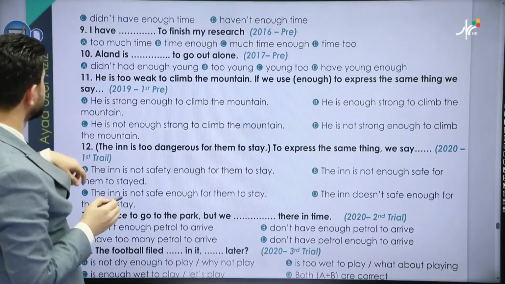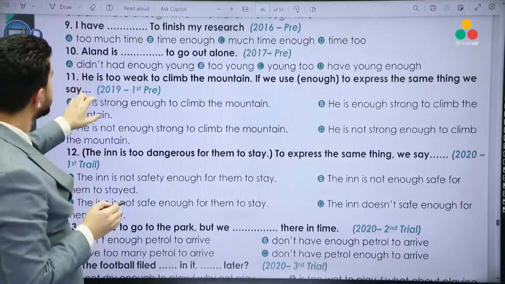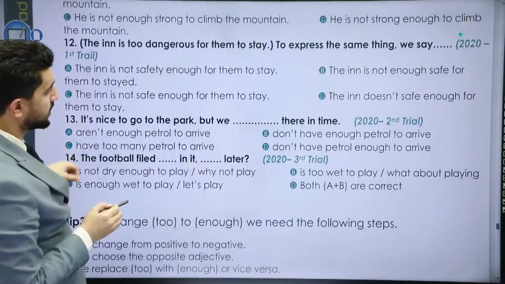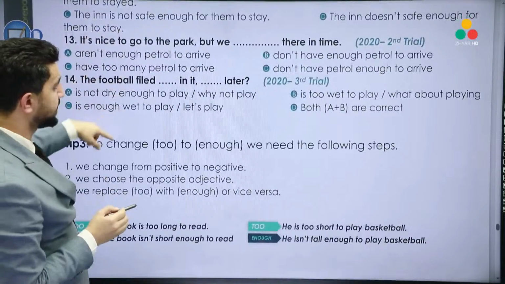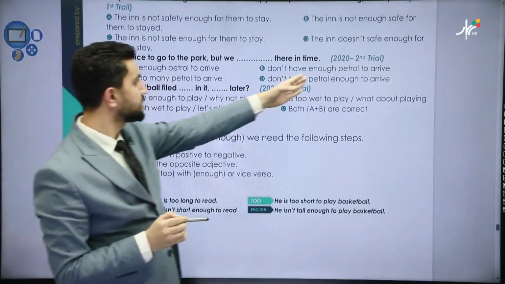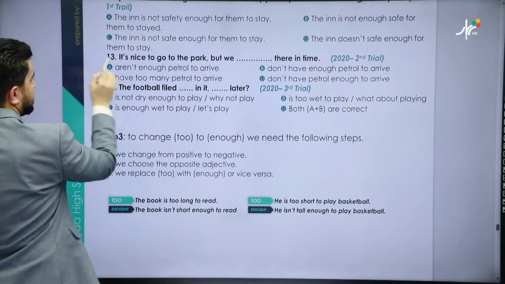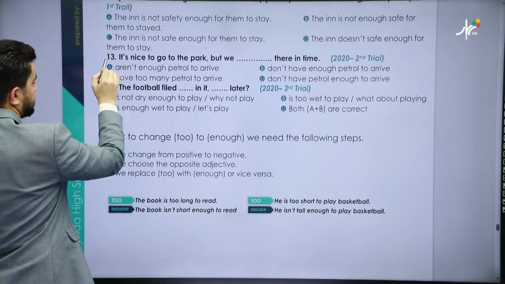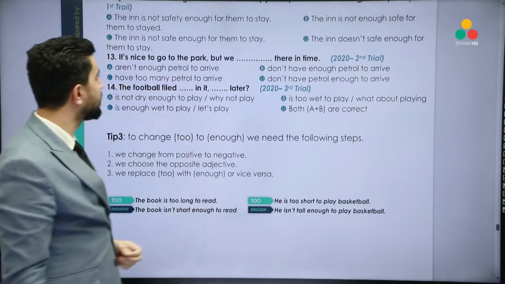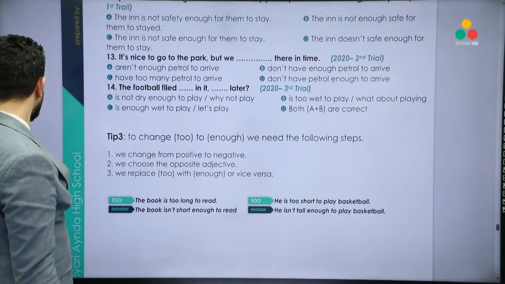Let's see, let's do this one. Wait a minute. This is 2020. Let's do the 2020 second trial, okay? Can you do it? Number 13. Can you do this? Number 13. It's nice to go out to the park, but we're there in time. Let's see which one do you think is correct.